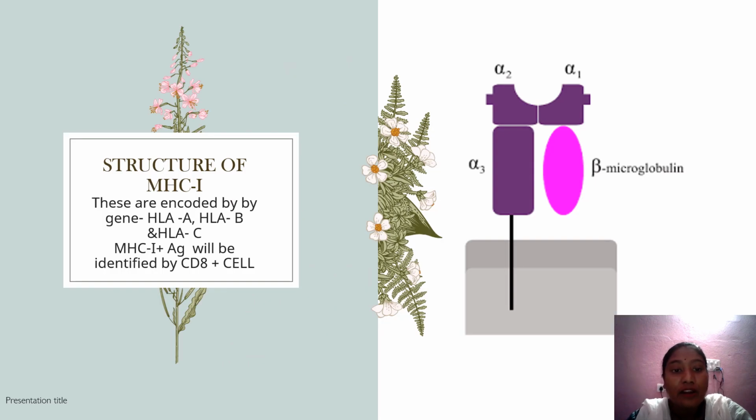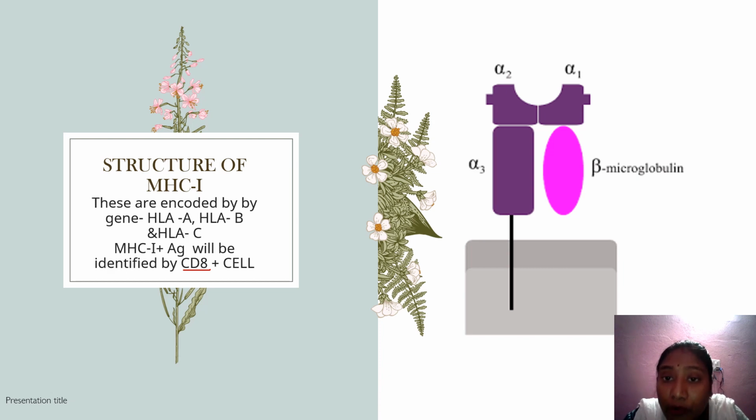Next, coming to the structure of MHC1. These MHC1 are encoded by the genes HLA-A, HLA-B and HLA-C. As I have already told you, HLA stands for human leukocyte antigen. So MHC1 plus antigen will be identified by CD8 plus cell. Here is an important thing that you have to note down: there is CD8 cell and there is also CD4 cell. But MHC1 is only recognized by CD8 plus cell. CD4 plus will not identify these MHC1 molecules.